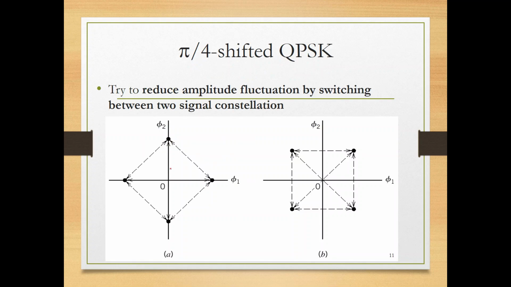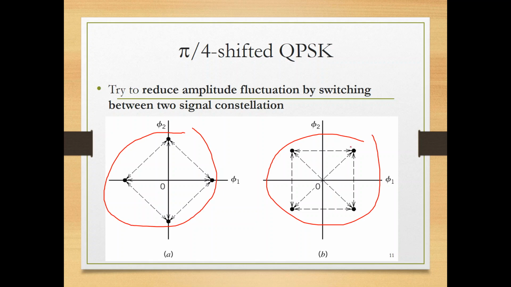Now, is this the only solution for the problem of sudden amplitude changes and fluctuation in the amplitude of the signal? No, you can come up with other solutions. For example, another alternative solution that can do the same thing that offset QPSK does is pi over 4 shifted QPSK. What do you do in this? You use 2 constellations, this one and this one, and you switch between both of them. For example, when you have only a change by pi over 2, you keep using the same constellation. When there is a possible change by pi, you shift to another constellation so that you avoid passing through the origin. You don't pass through the origin.